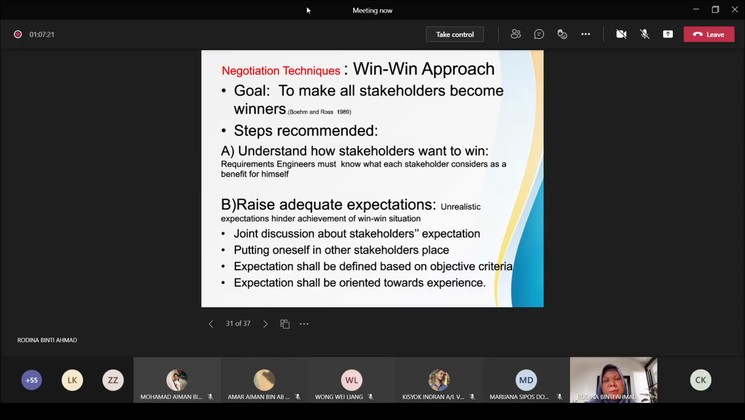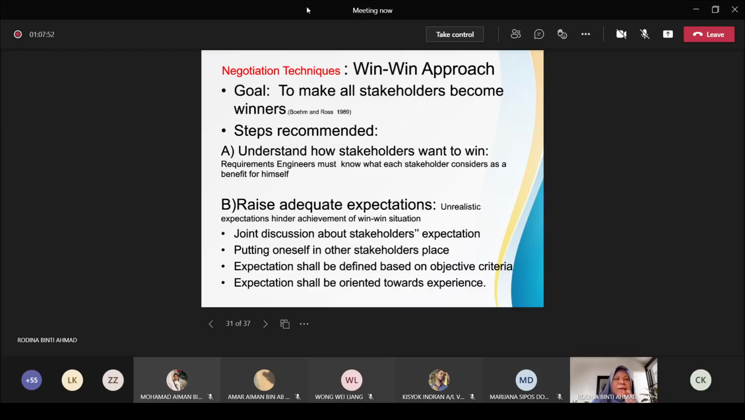Maybe some stakeholders might think that it's beneficial to reduce the cost of the project. That can be the benefit. But maybe other stakeholders think that for them to win, the benefit is if they can have many features. The more features they have, the more beneficial. So by knowing that, you will be able to make them feel that they are benefiting from the negotiation. So that is the first step.